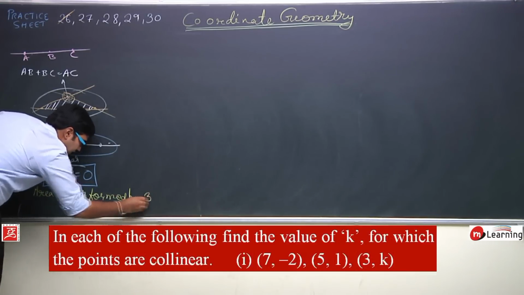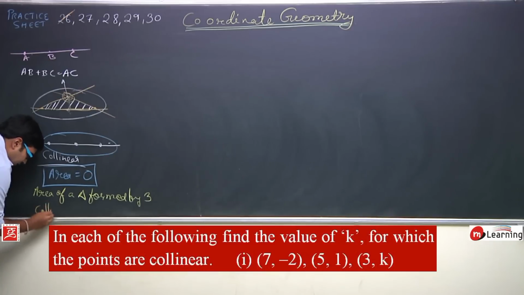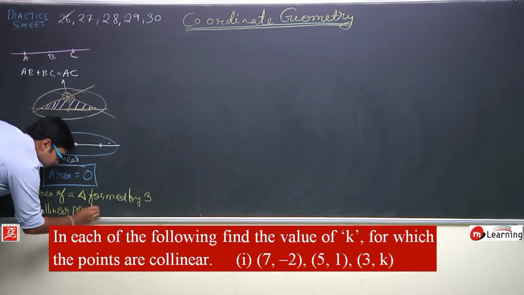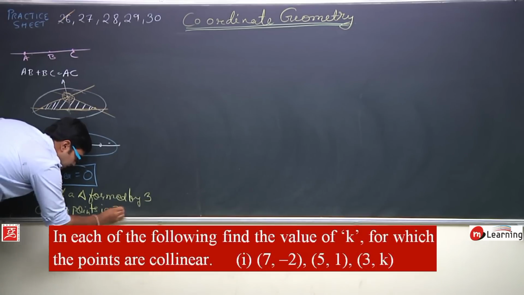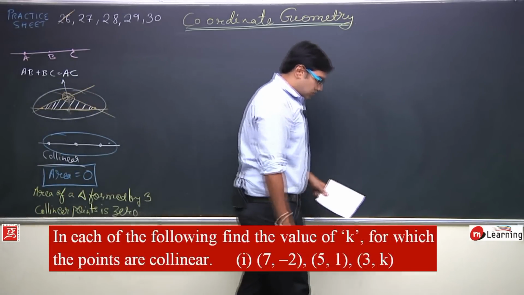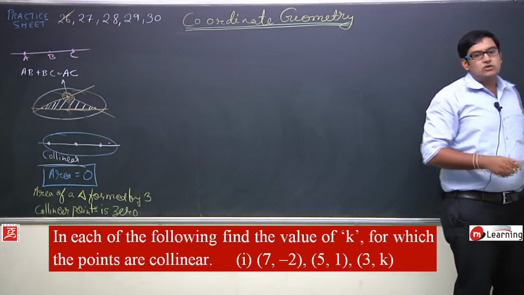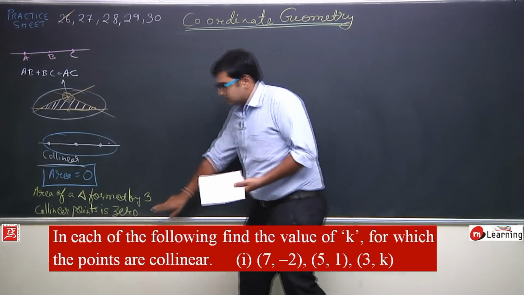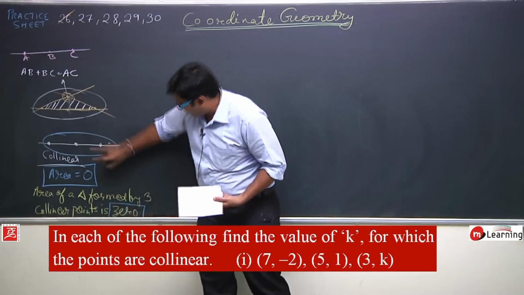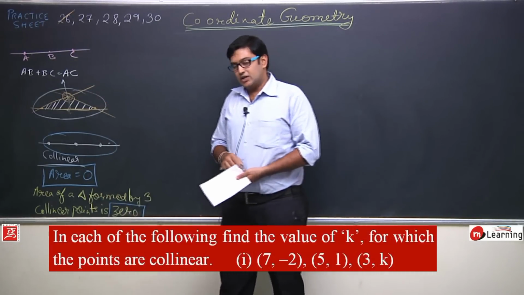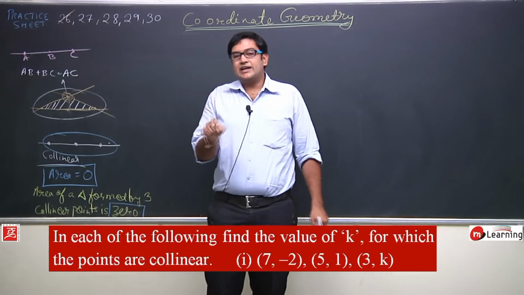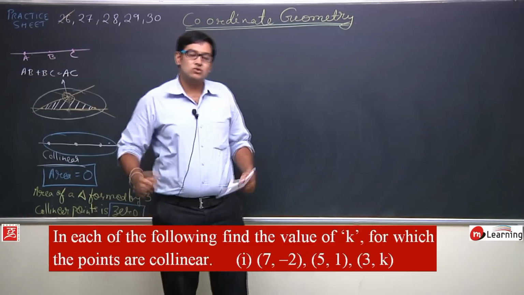formed by 3 collinear points is 0. Okay, area of triangle formed by 3 collinear points is equal to 0. This is the conclusion that we can draw from this discussion. ओके, तो आपको सिंपल क्या याद रखना है, अगर 3 पॉइंट्स गिवन हैं तो उनसे बनने वाले ट्राइंगल का एरिया कैसा होना चाहिए, 0 होना चाहिए.